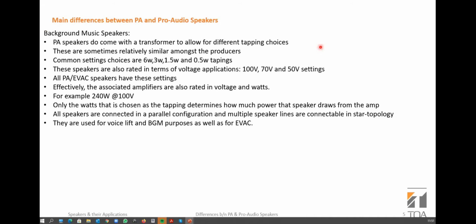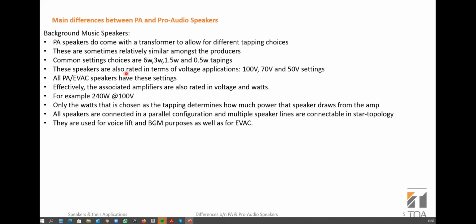Right. Let's take a look at the main difference between public address and pro audio speakers. One of the main differences: background music and PA speakers come with a transformer to allow for different tapping choices. You've heard me from the beginning. Most common tappings are 6 watt, 3 watt, 1.5 watt, sometimes 0.75, sometimes 1, sometimes 0.5. It depends on the manufacturer, and on the speaker model range.